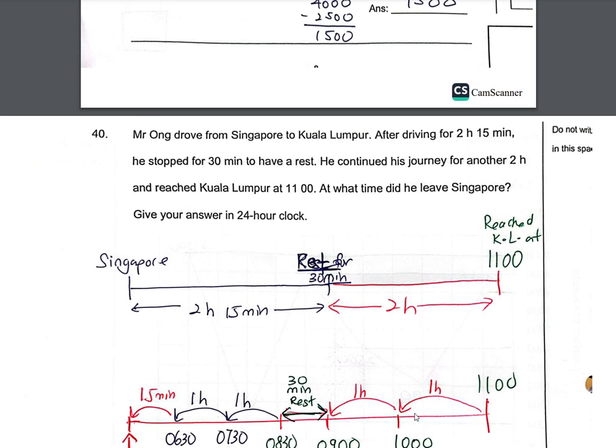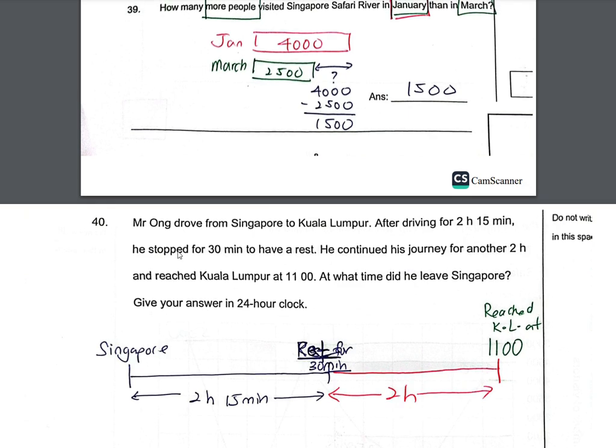Next one. Now, okay, I show you part of it first. Mr. Ong drove from Singapore to Kuala Lumpur, KL. Now, when you're doing such a question, please make sure you draw this timeline. If you have not done so, pause the video and copy this.